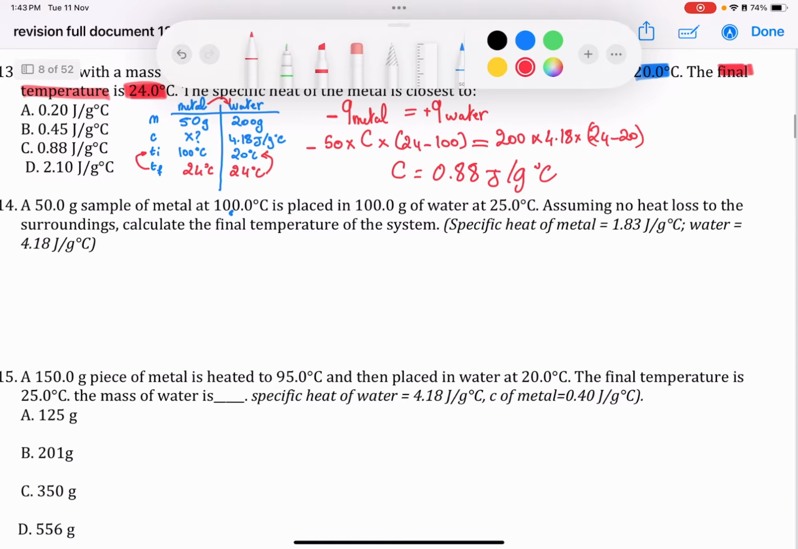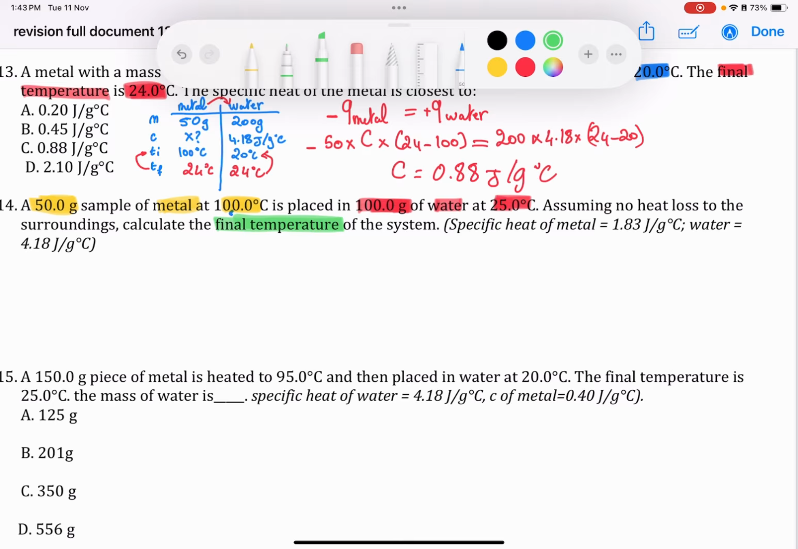Again, I advise you to always highlight, to separate the values for the metal and the values for the water. A 50 gram sample of metal at 100 degrees Celsius is placed in 100 grams of water at 25 degrees Celsius. Assuming no heat loss to the surroundings, calculate the final temperature. The final temperature, I'm going to put in a different color because it's the same for both.